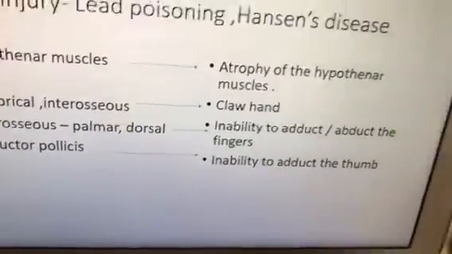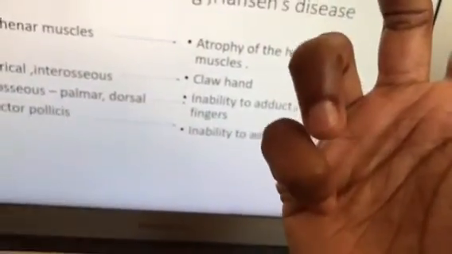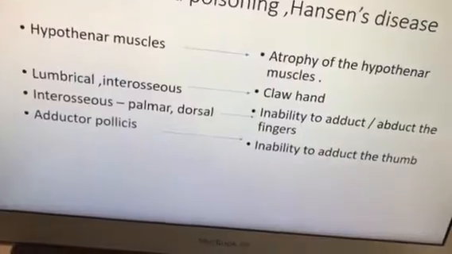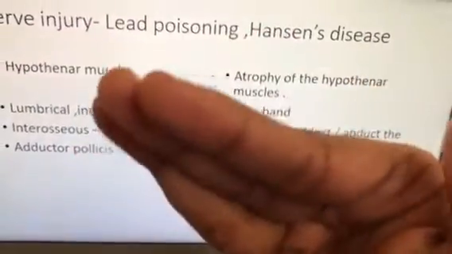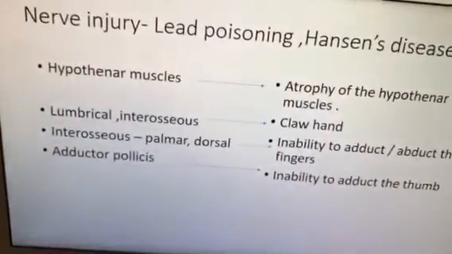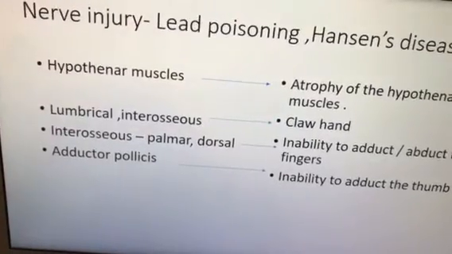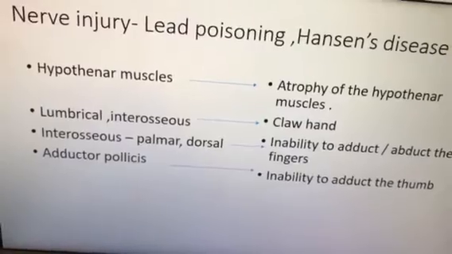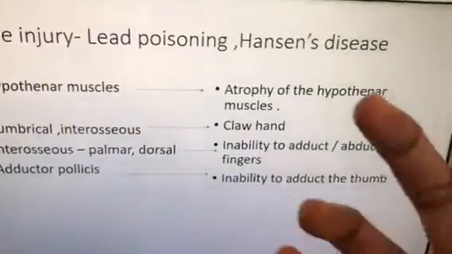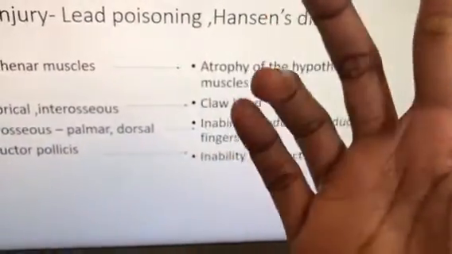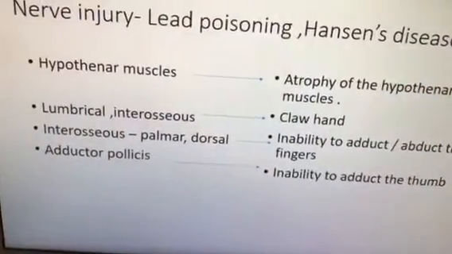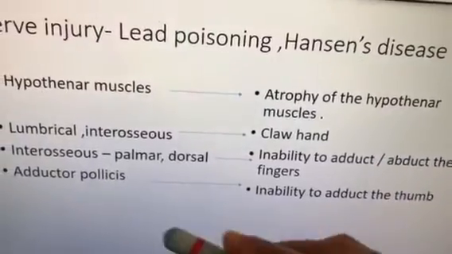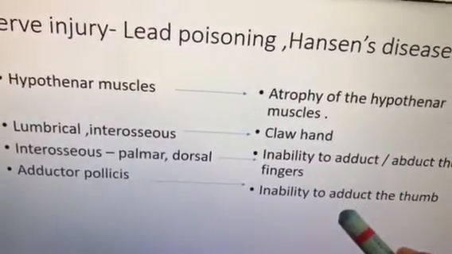And how come the claw hand? Claw is like a crab's claw, okay, claw hand. So how does it occur? The action of lumbricals is flexion of the metacarpophalangeal joint and extension of the interphalangeal joint. So if it is injured, what will happen? The opposite: extension of the metacarpophalangeal joint and flexion of the interphalangeal joint. So this type of finger is called claw hand. And interosseous is out, so inability to adduct and abduct. Adductor pollicis, the deep muscle, is out, so he cannot adduct the thumb.